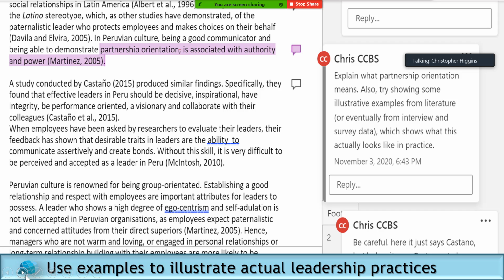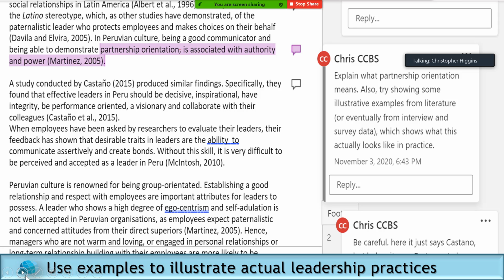So this is from Team Peru. It says, in Peruvian culture, being a good communicator and being able to demonstrate partnership orientation is associated with authority and power. So here I said, well, try and explain what partnership orientation is. So explain it. So you can say, in other words, or an example of partnership orientation is X or Y. And then again, try and show an example from the interview or survey data that illustrates this.